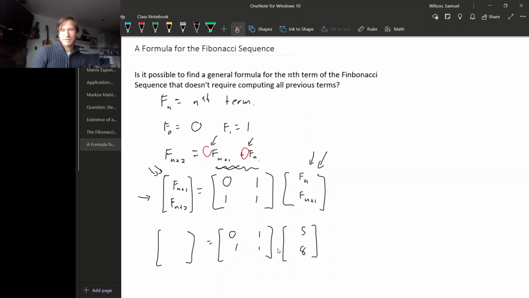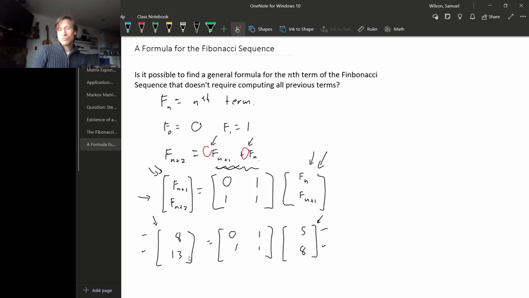Okay, so if we do this matrix product, in the first position we get 0 times 5 plus 1 times 8, that's 8. And then in the second position we get 1 times 5 plus 1 times 8, and that's 13. And the entries after 5 and 8 are 8 and 13. So this matrix is doing its job of taking us from one position in the sequence to the next position in the sequence.